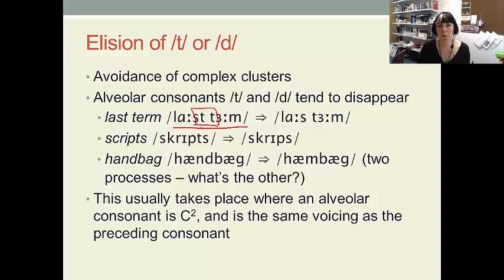So in rapid speech, I'm much less likely to say this T. Last term. Last term. What did you do last term? Oh, we studied this. Now, these are optional processes, so I can say, what did you do last term? But it sounds quite careful to do that. Also, in a word like scripts, I can say scripts, so I've lost the T.